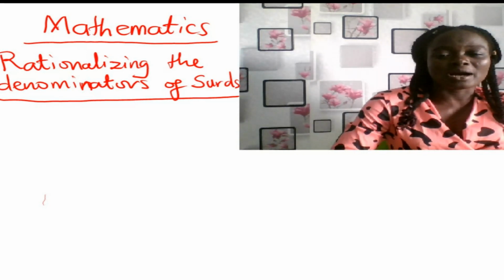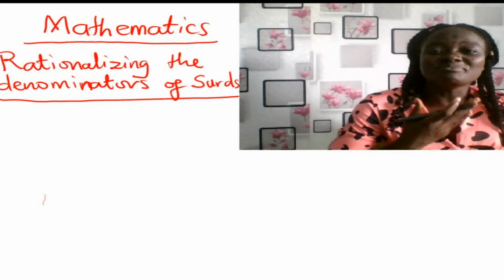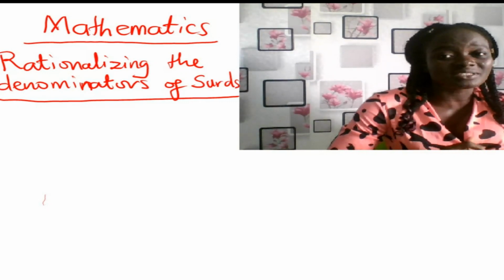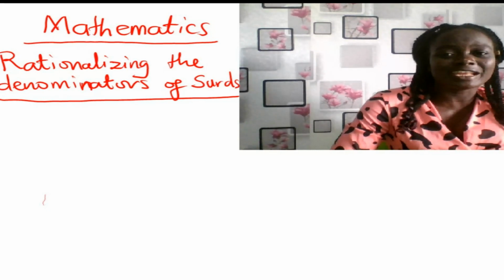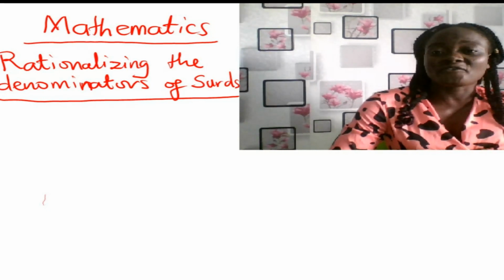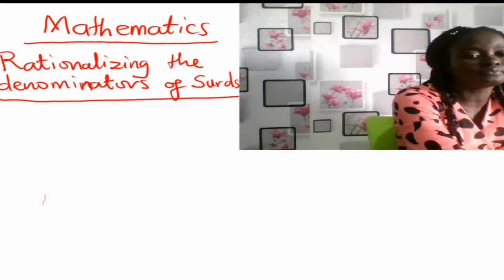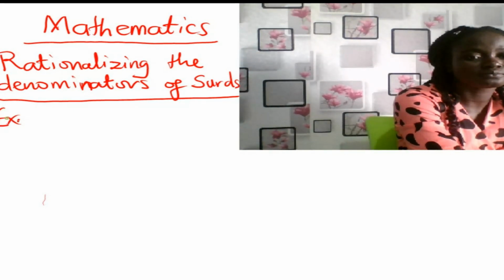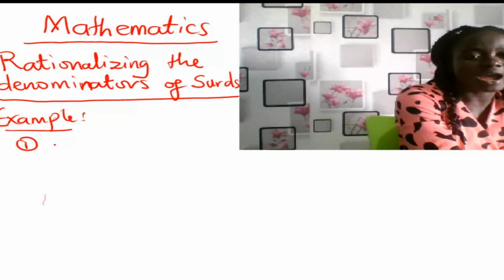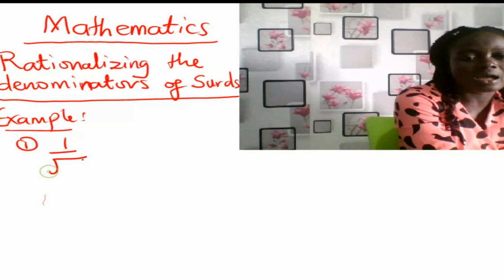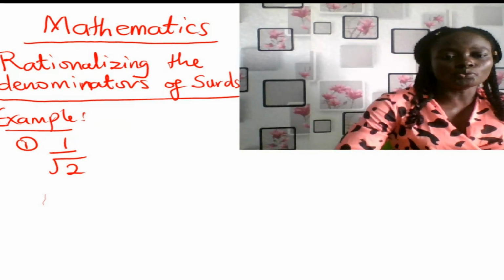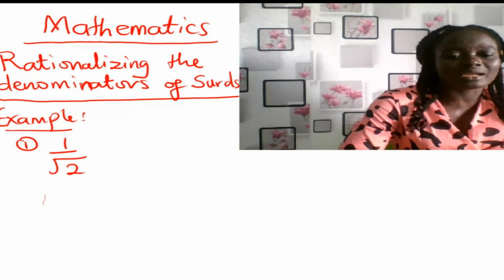When you talk about rationalizing the denominators of sets, it means the process of making the denominator of a fractional set whole. For example, if I have 1 over square root of 2, how do we rationalize this?